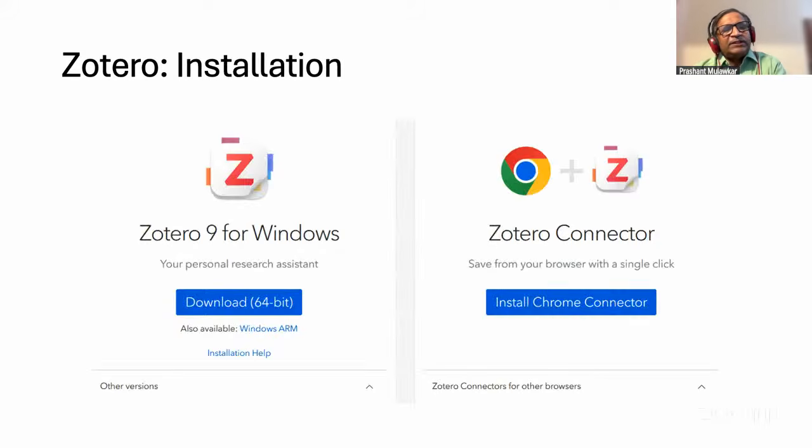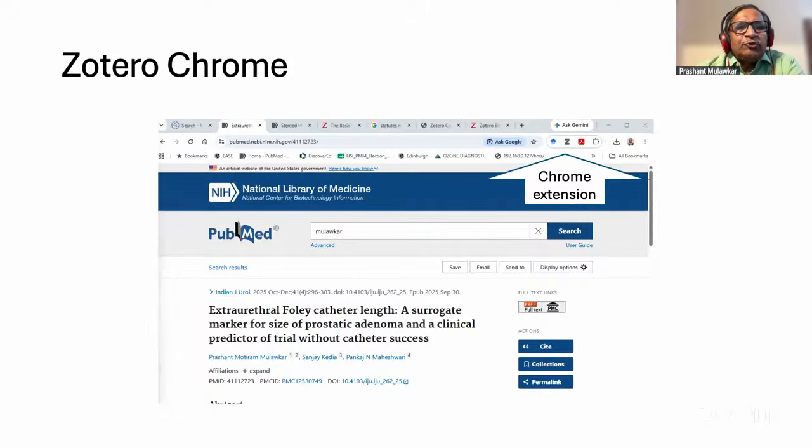So Zotero is to be installed from the web as a standalone software. You have to also have a Zotero connector for Chrome or any web browser that you are using, and you have to also have a plugin for Word. Now, this is how the Chrome extension on the Zotero will look like.